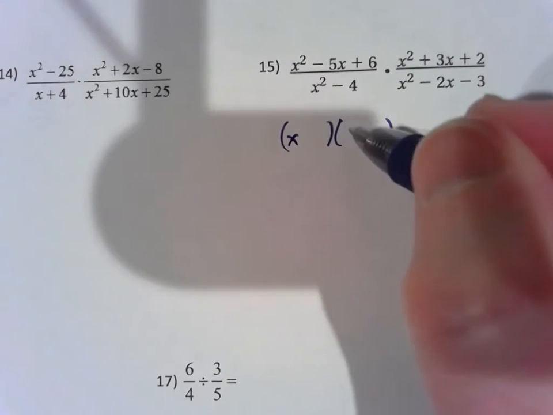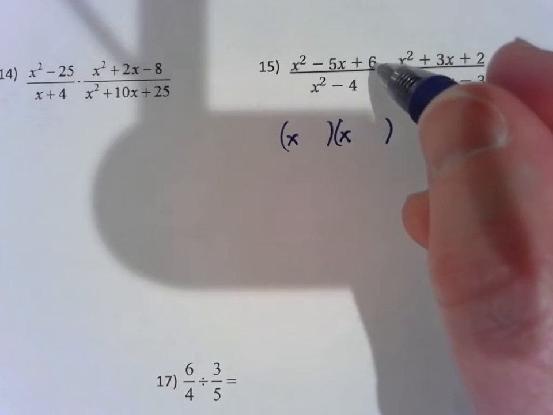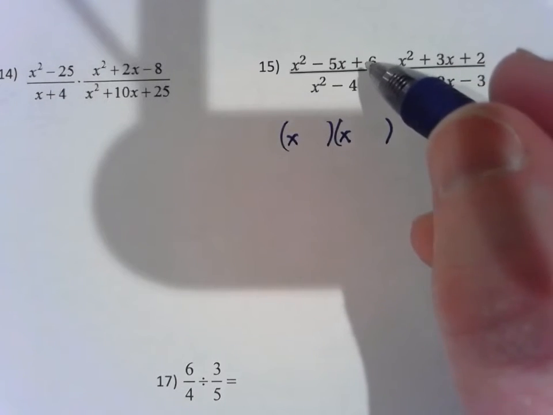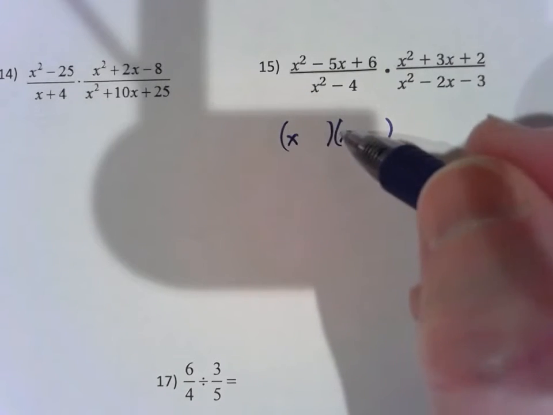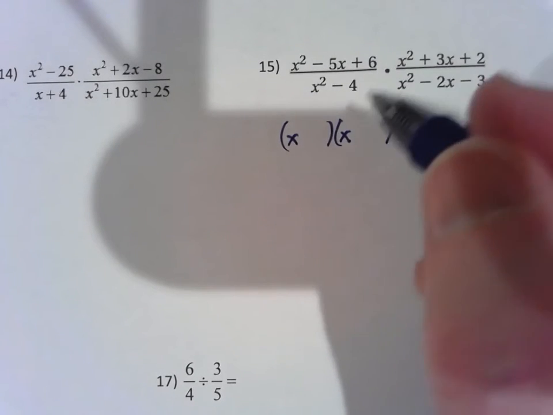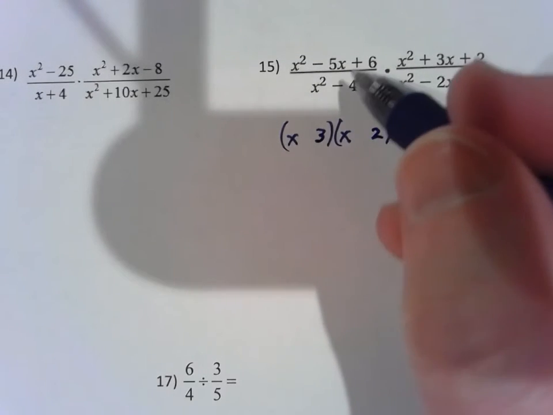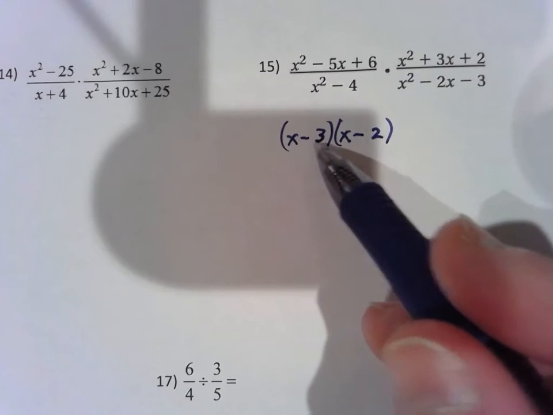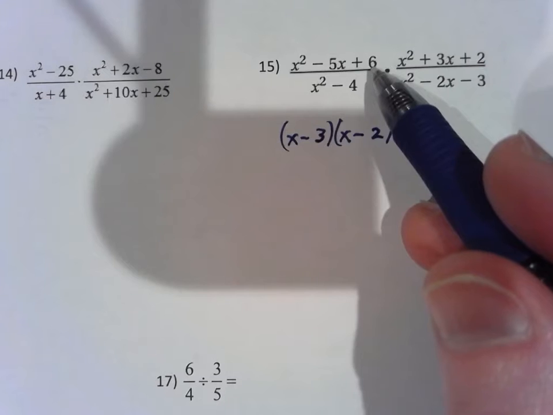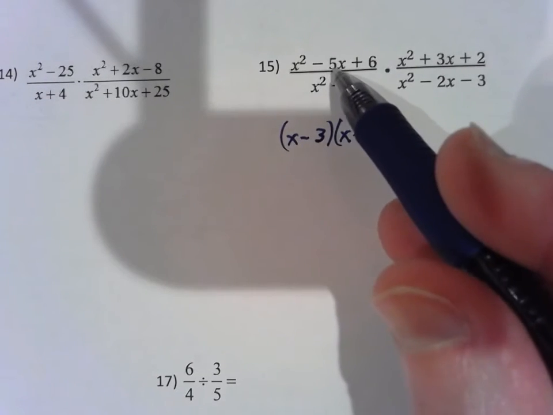But I know x times x is x squared. To get 6, it might be 3 times 2 or it might be 1 times 6. Because it's plus 6, I know they're the same sign, so these two are going to add together to get negative 5. So 3 and 2 add together to get 5, but to get negative 5 means they both have to be negative. Negative 3 times negative 2 is positive 6. Negative 3x and negative 2x make negative 5x.